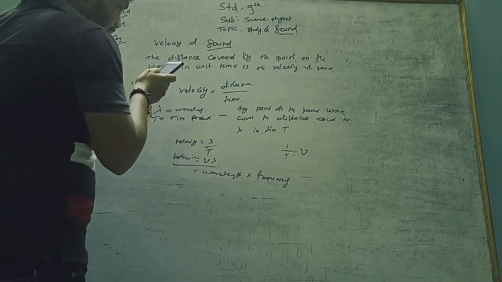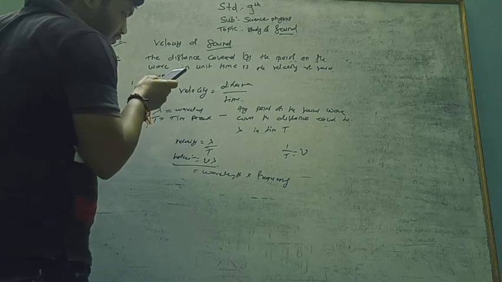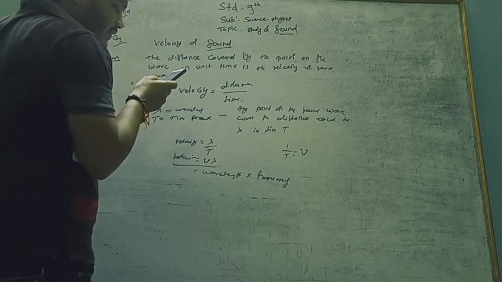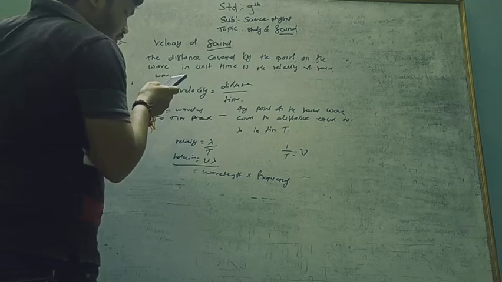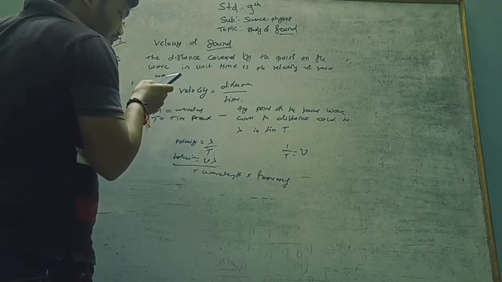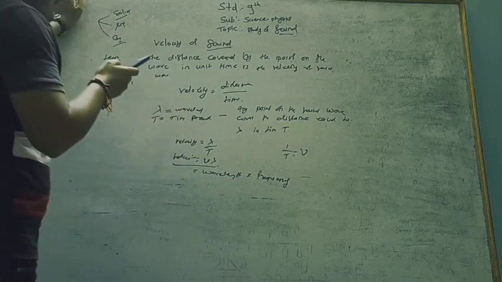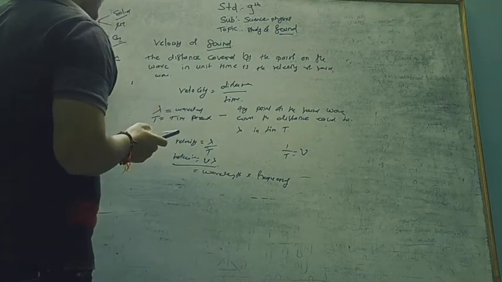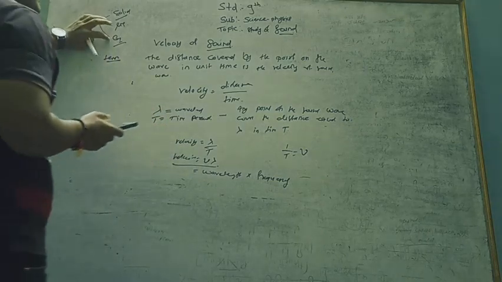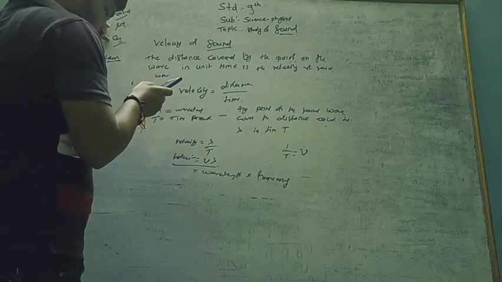The velocity of sound is given in meters per second in various media at 25 degrees Celsius. Aluminum is 5420, and among gases, hydrogen is 1284. So from this table we can say that the speed of sound is maximum in solids and minimum in gases, as we have seen in the previous standard.